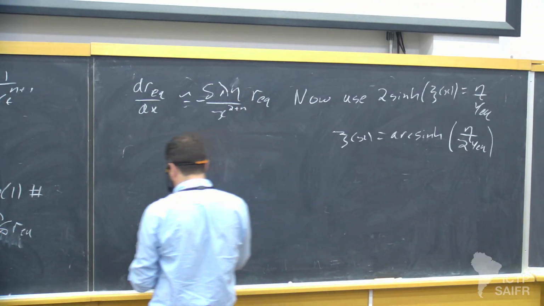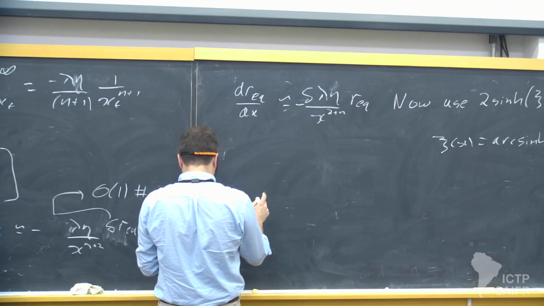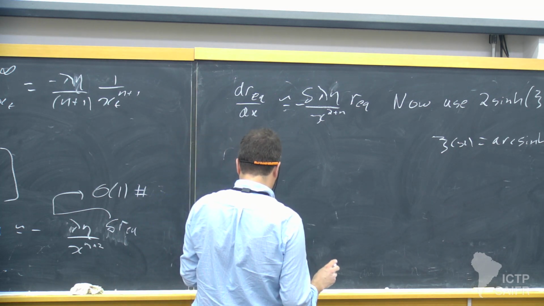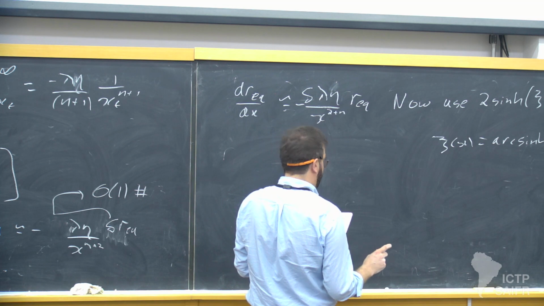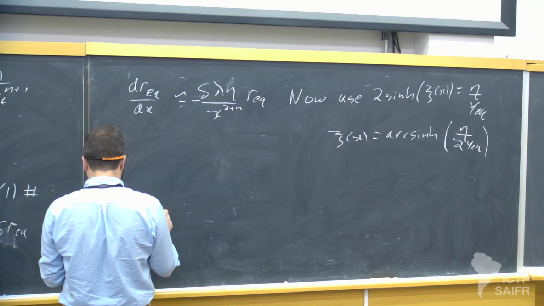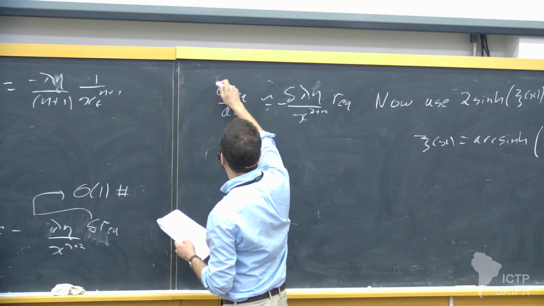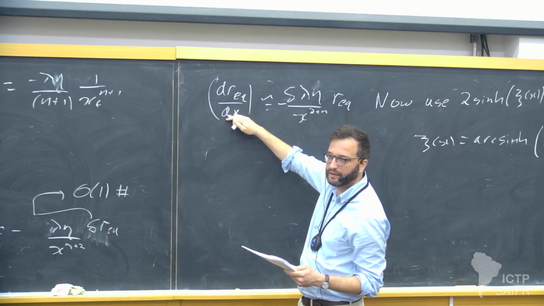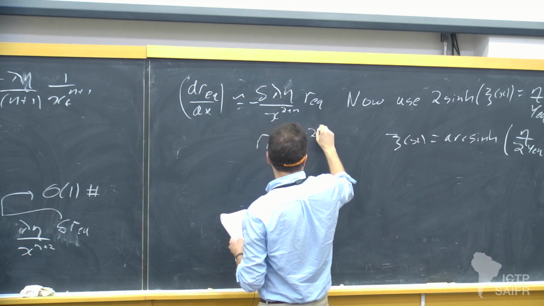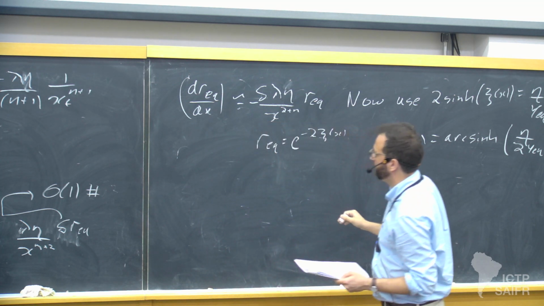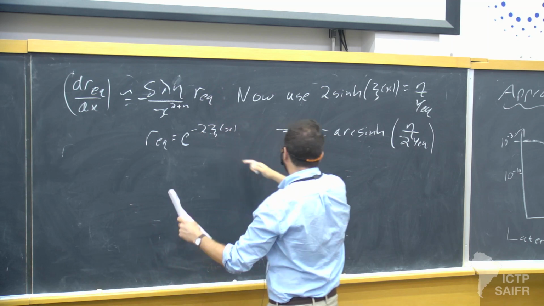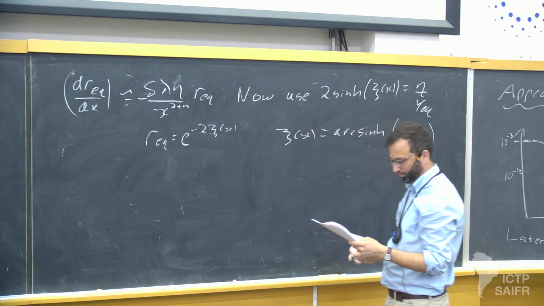Now we want to find, basically, this factor here, the r equilibrium dx. r equilibrium is e to the minus 2 psi of x. So to find this, we want to find this derivative and then equate it to this side and then solve for the freeze out.